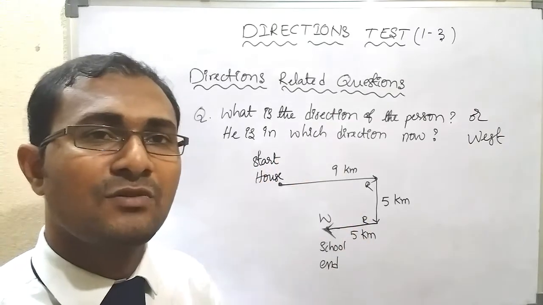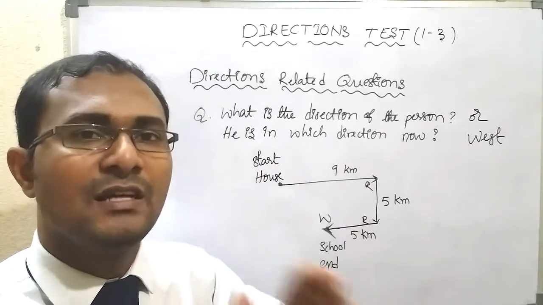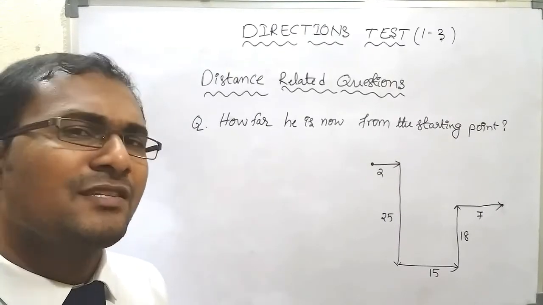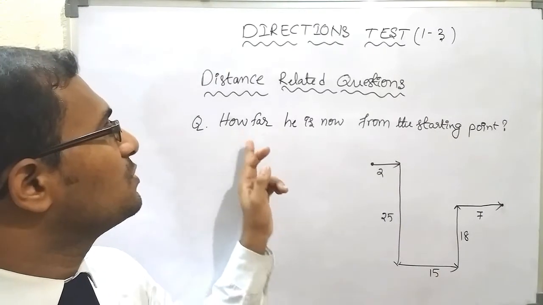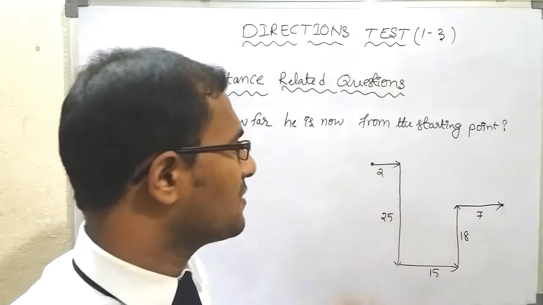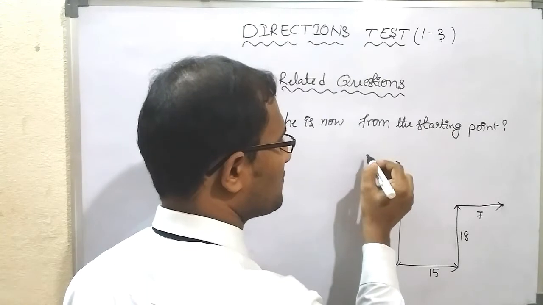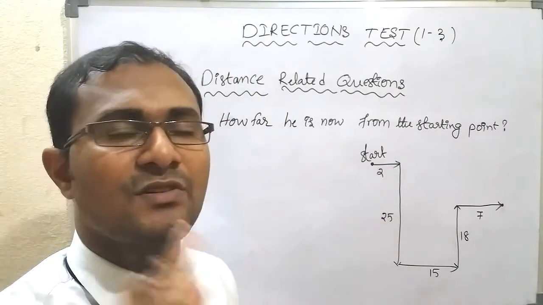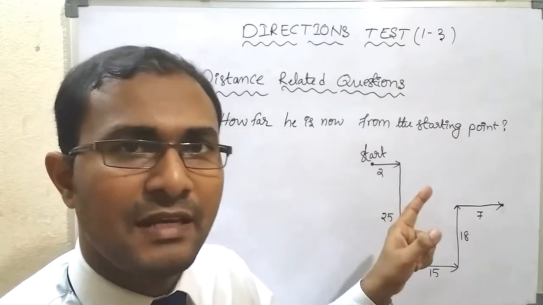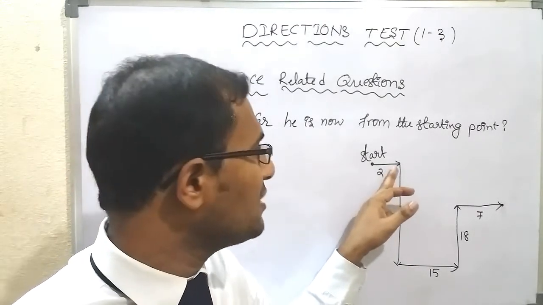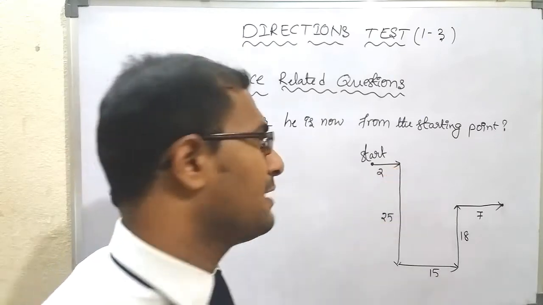Now let us see how to solve distance related questions. Let us consider one example. To discuss a distance related question, let us suppose that one person started from his house, or maybe from the starting point. He started his journey towards the east direction. He covered 2 kilometers. Let us suppose that this is 2 kilometers. After covering 2 kilometers, he took a right turn.